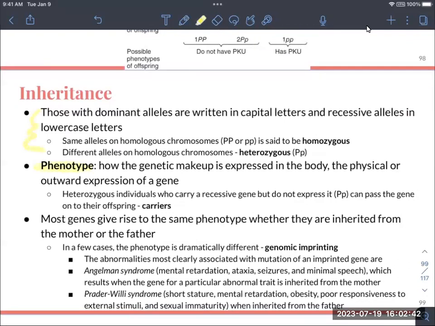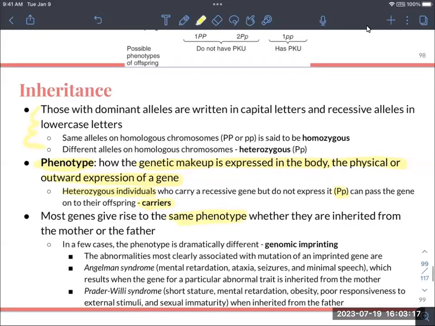The phenotype is how this genetic makeup gets expressed. So it's the physical or outward expression of genes. Heterozygous individuals carry the capital and lowercase. They are carriers; those lowercase letters make them carriers. Most of these genes are going to give rise to the same phenotype, whether they are inherited from the mother or the father. But in some cases, the phenotype is dramatically different.